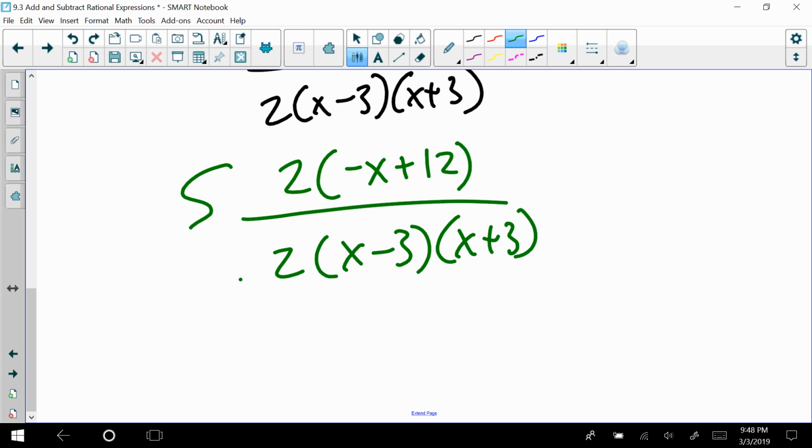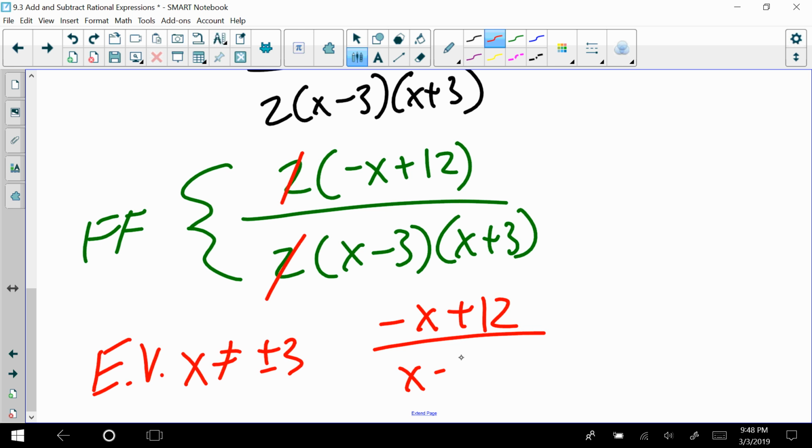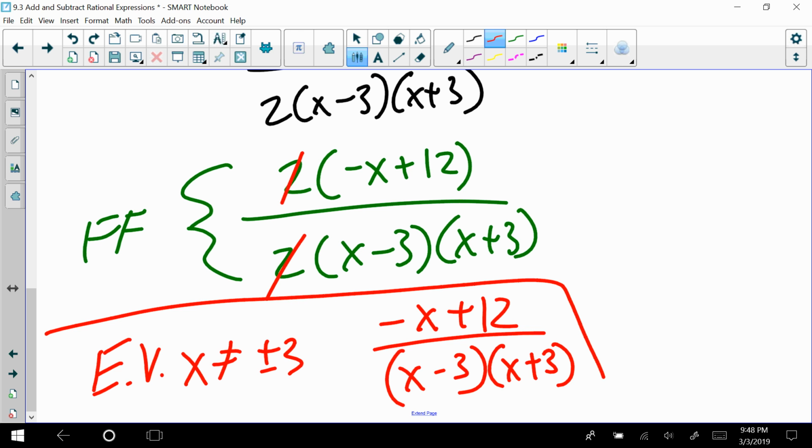We've talked about this form before. This is factored form, which is useful, especially to find excluded values. X cannot equal here. This 2 doesn't do anything to me. This 3, if I put a 3 in there, that's 0. Negative 3, that's 0, so it's plus or minus 3. These 2's cancel. I'll have a negative x plus 12 over x minus 3, x plus 3. And then this is my solution.